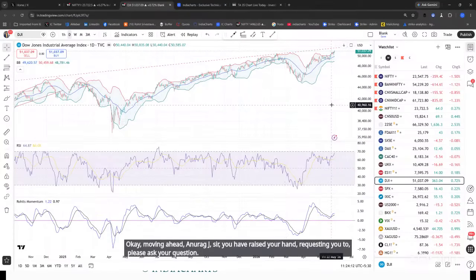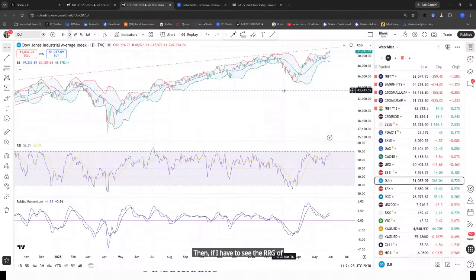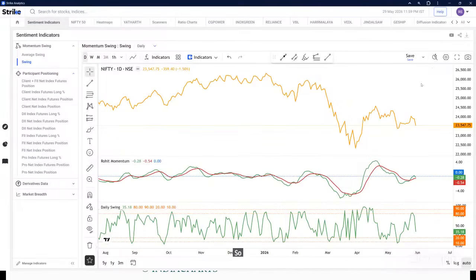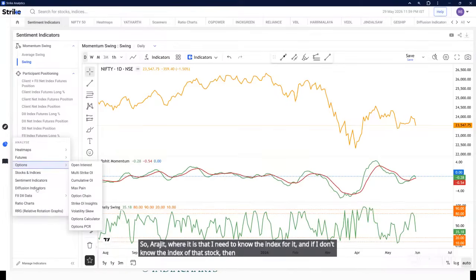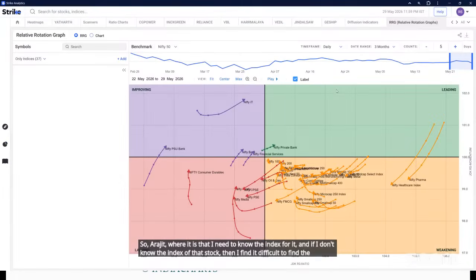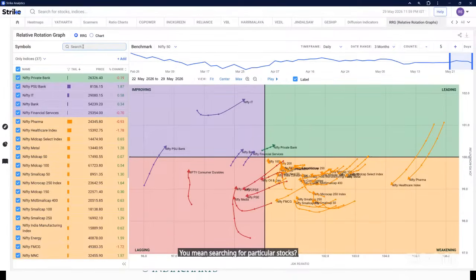Hi, good morning. One question is not related to RMI, but a different feature which I'm struggling with in Strike. When we use RRG, if I have to see the RRG of one particular stock, then it becomes very difficult. The way RRG works, I need to know the index for it. And if I don't know the index of that stock, then I find it difficult to find the RRG for that. You mean searching for particular stocks? Yes.